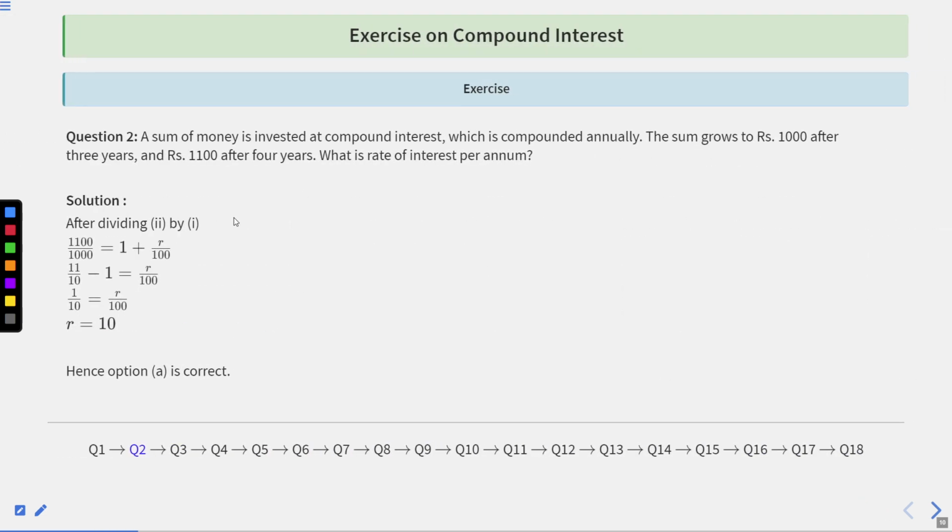So after dividing equation 2 by 1, we have 1100 upon 1000 equal to 1 plus R upon 100, that is 11 upon 10 minus 1 equal to R upon 100. So 1 upon 10 is equal to R upon 100. So that is R equal to 10. So the option correct here is option A.